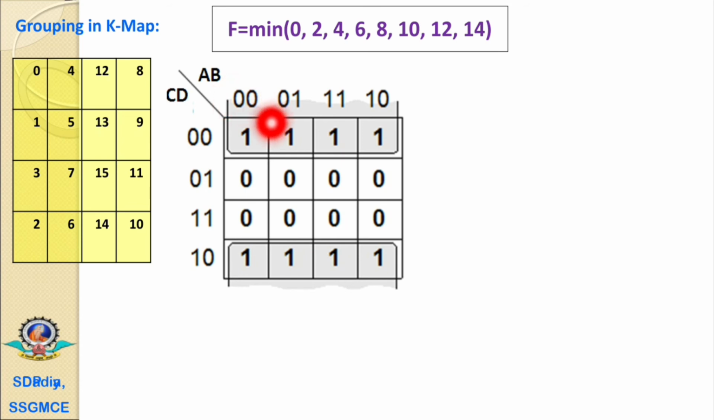At the row side, this octet belongs to the first row and the last row. The value of the C and D for the first row is 0, 0 and for the second it is 1, 0. Therefore the variable C will again eliminate because it is 0 for the first and 1 for the second. Then what remains? Then there will only be the 0 for the variable D. Therefore the final expression will be D dash.